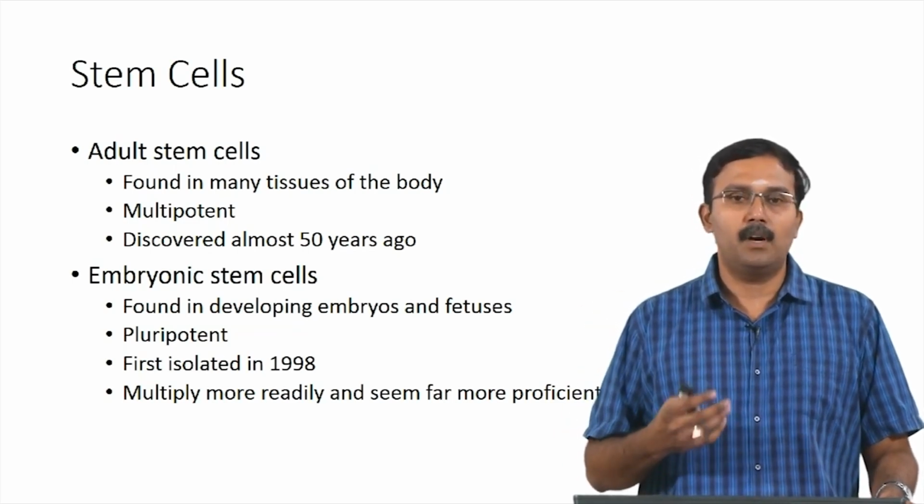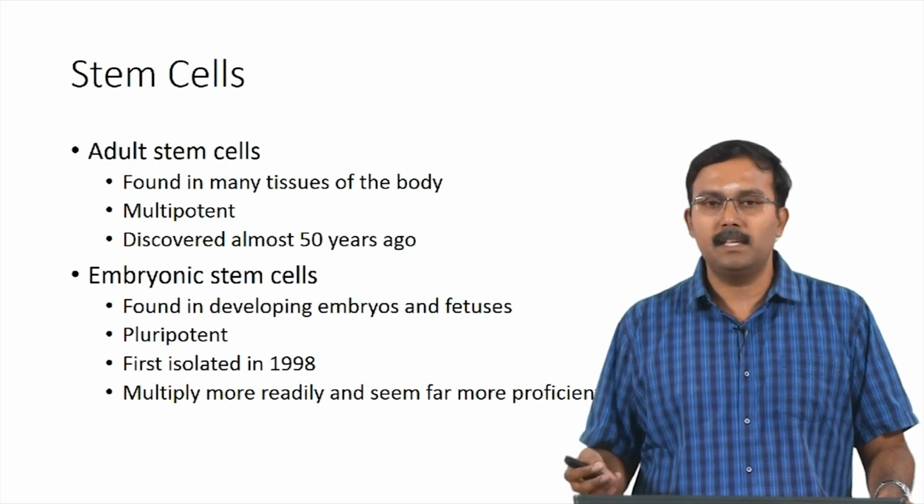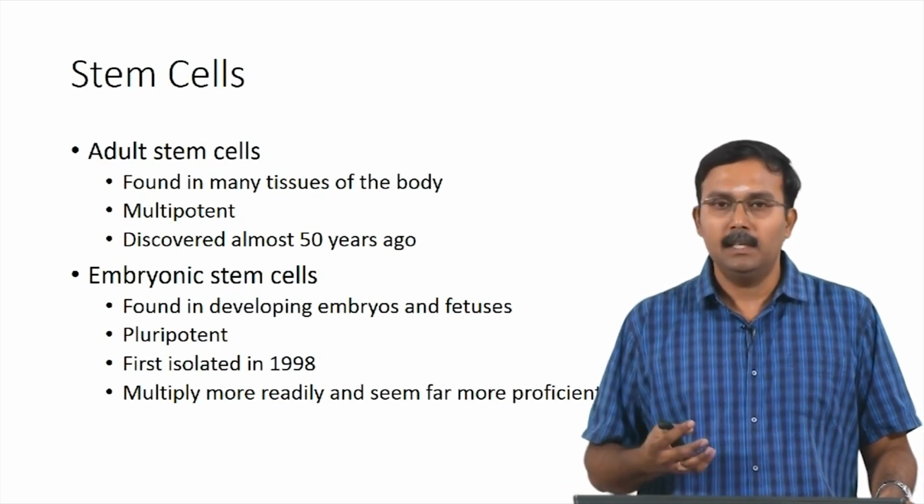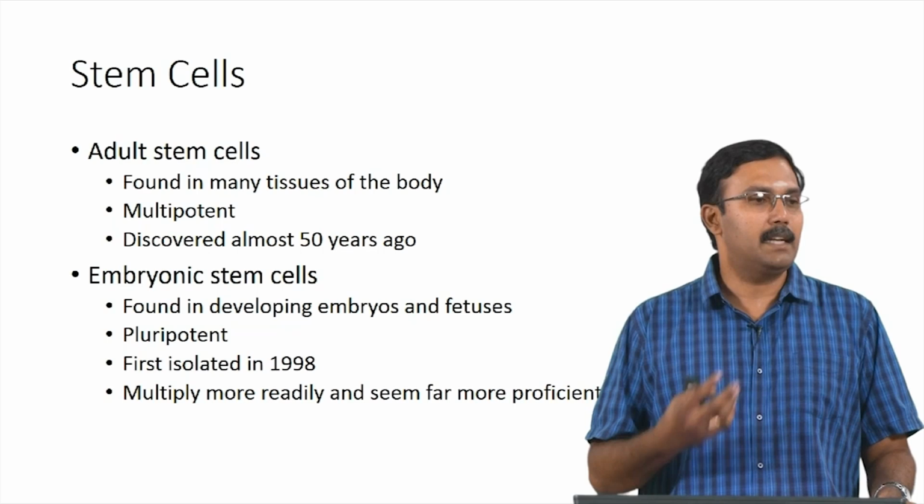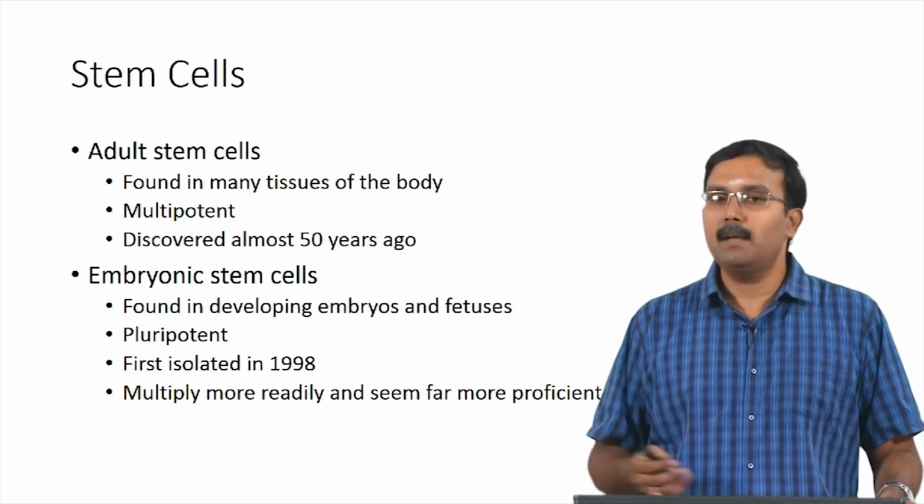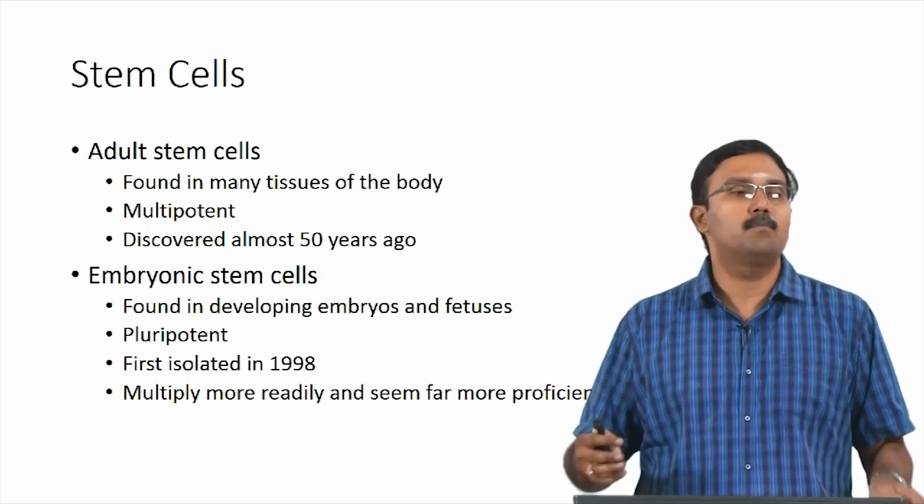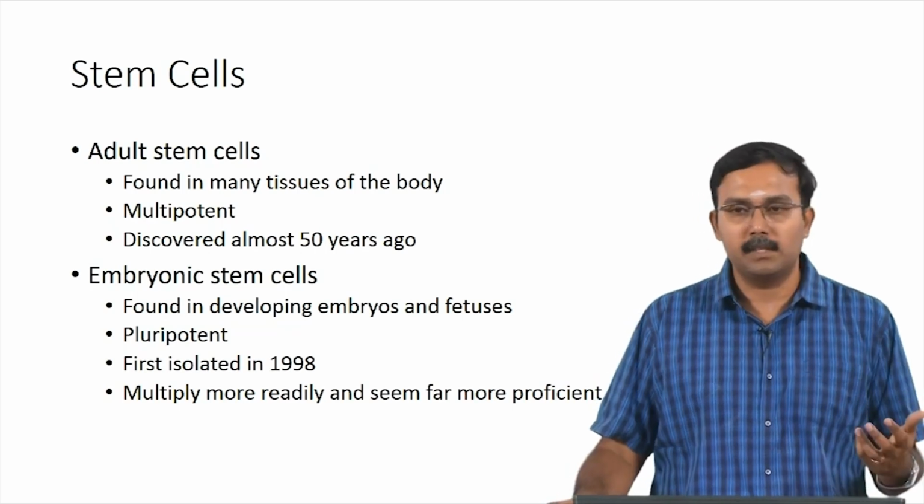Embryonic stem cells are found in developing embryos and fetuses. These are pluripotent, and these were first isolated in 1998. They can multiply more readily and seem far more proficient compared to adult stem cells.